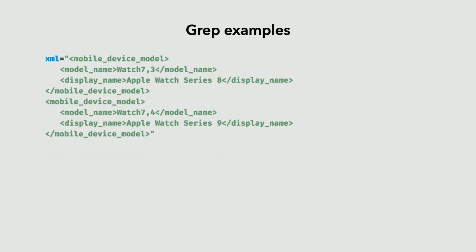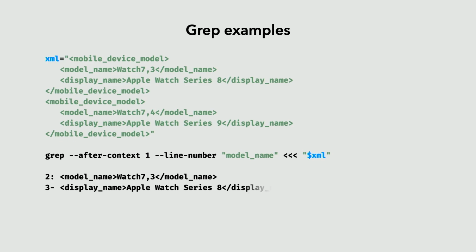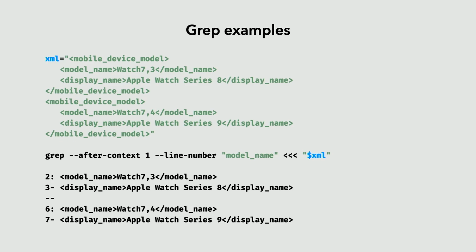And I'm not limited to just one option. I can use multiple options. So not only can I use my after context option, I can add another one called line number. It prints the line number of the matching lines. So here, I've matched lines 2 and 3, as well as 6 and 7. Grep's not difficult to use for finding information. It's always going to follow the syntax of program, then options, then pattern, then input.